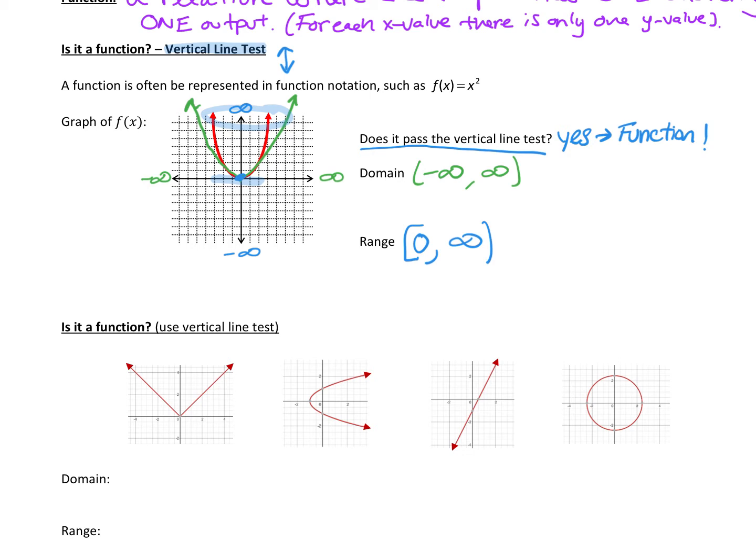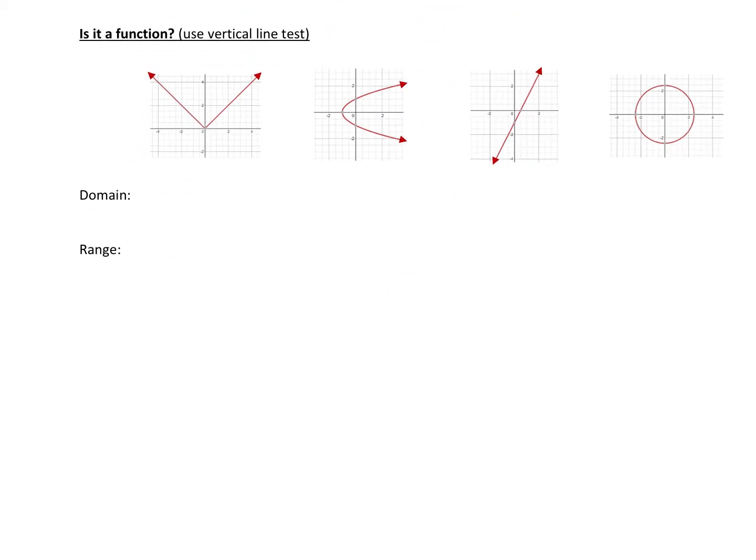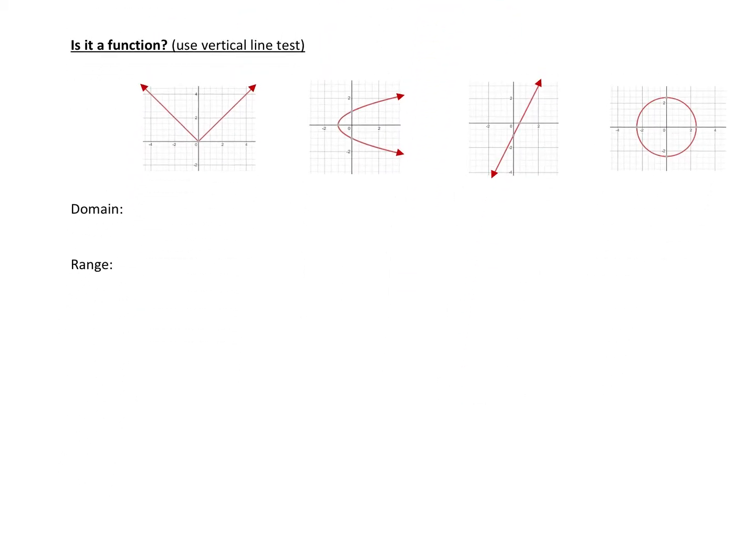All right, let's look at these functions that we have, and let's do our vertical line test as well as determine the domain and range. Similarly, this first function is going left and going right, and this is actually an absolute value function. This arrow is going towards negative infinity and this arrow is going towards positive infinity, so my domain is negative infinity to infinity. For my range, the bottom is here and the top is here. Again, this bottom is sitting at 0, and the top is pointing towards positive infinity.